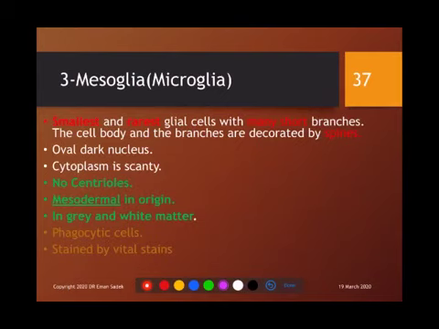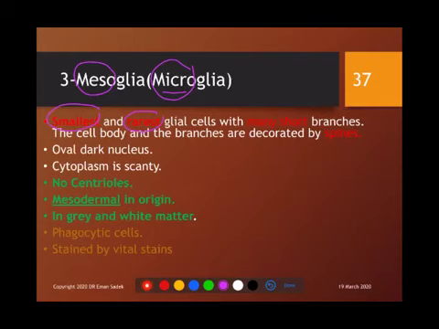Now let's move to the third type, which is the mesoglia, or it has another name, microglia. These two names indicate two important features in this type. First of all, they are the smallest and the rarest glial cells, so they are called microglia because they are the smallest. And also they are the rarest type.